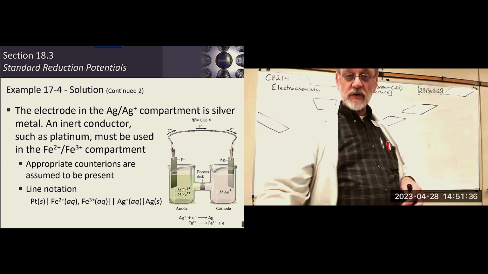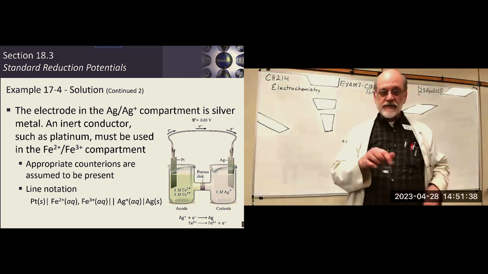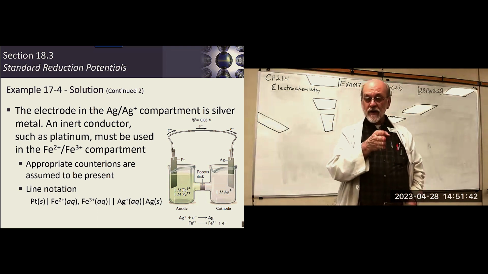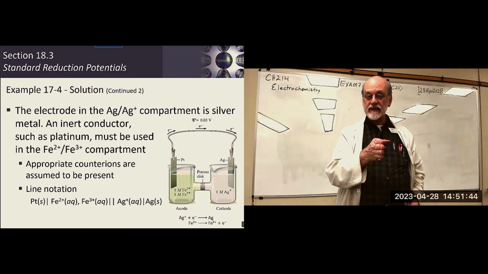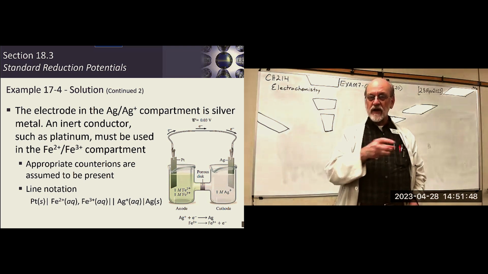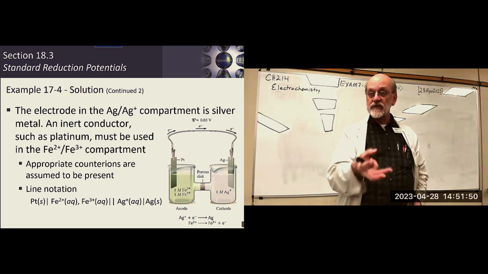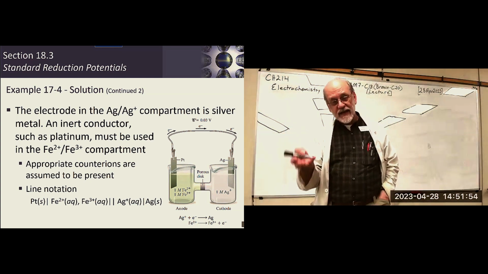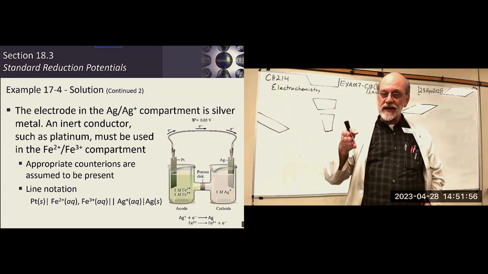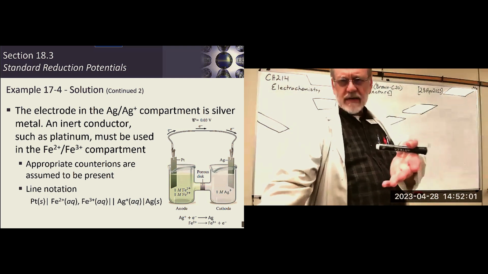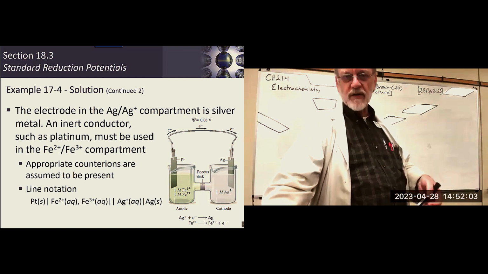The line notation would look like this. Notice that the platinum is separated from iron by a line because it's a different phase. But the two irons are only separated by a comma because they're in the same phase. They're both in solution. Whereas on the other side, the silver in aqueous solution is separated from the solid electrode by a line. Now, we're not giving concentrations here because that wasn't part of the problem.